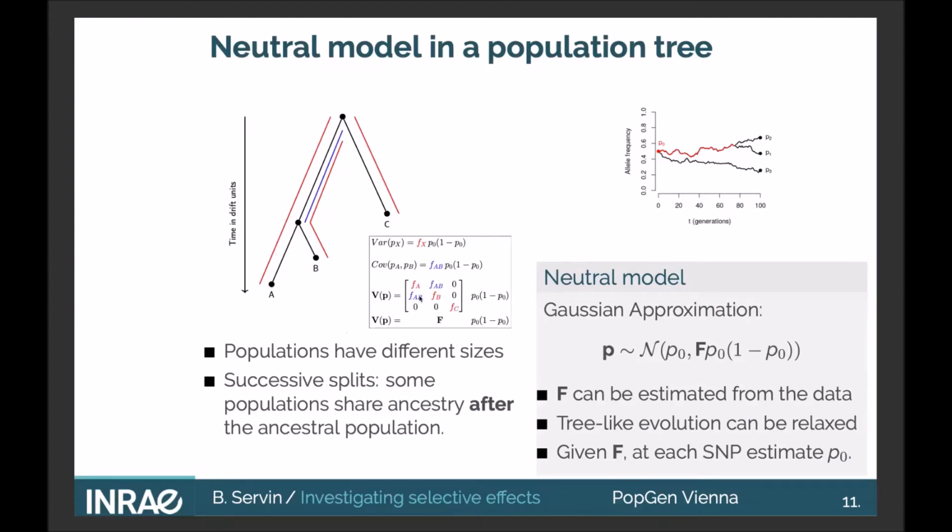Actually, starting from this tree, you can relax this hypothesis a little bit by allowing for migration and covariance that are due to migration rather than just ancestral sharing due to being a single population. But the basic model is this one. And so F, this covariance matrix, can be estimated from genome-wide data. And if we know F, we can also estimate the ancestral allele frequency by appropriately weighting the branches in our estimation of the ancestral allele frequency. So given F, at each SNP, we can estimate P0.